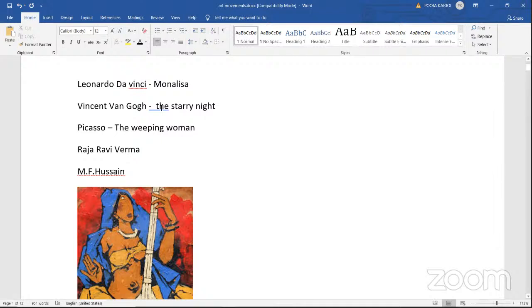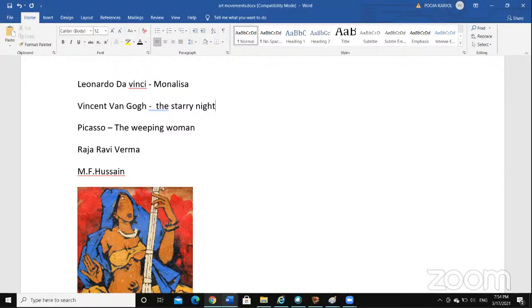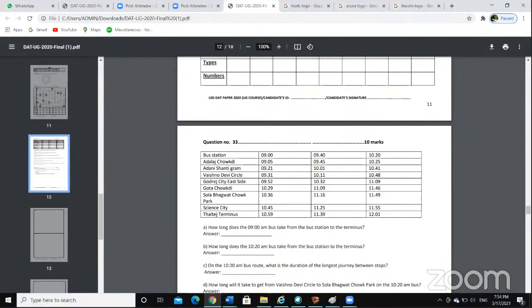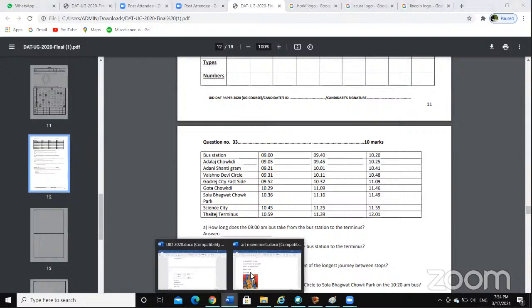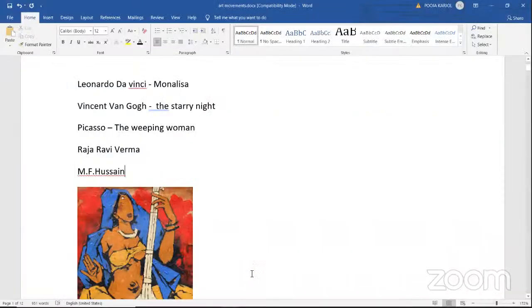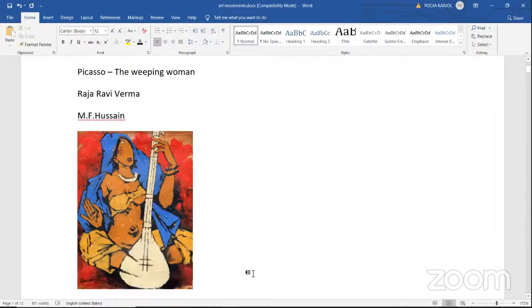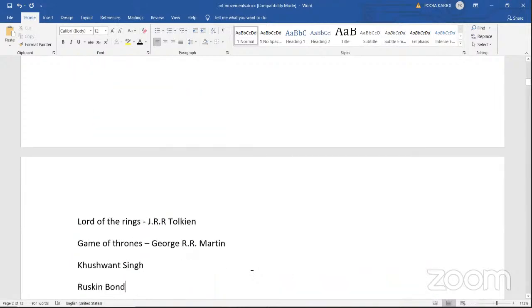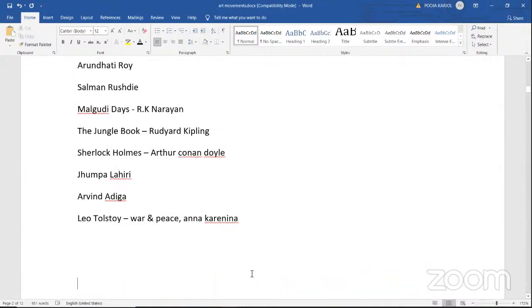His most famous painting is the Starry Night. I think everybody knows the painting. He is known for his unique brush strokes. Okay. Picasso, the Weeping Woman. Just see some of his work and art periods. It's very important. They may ask you if this one is an art period of Picasso or not. Get that.